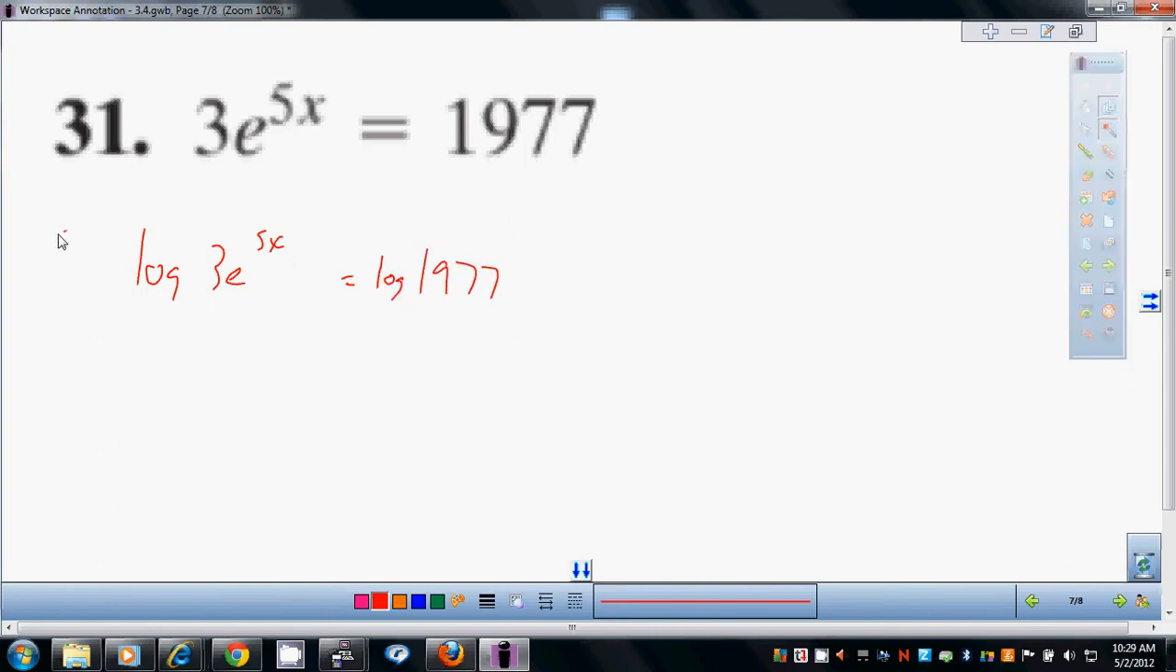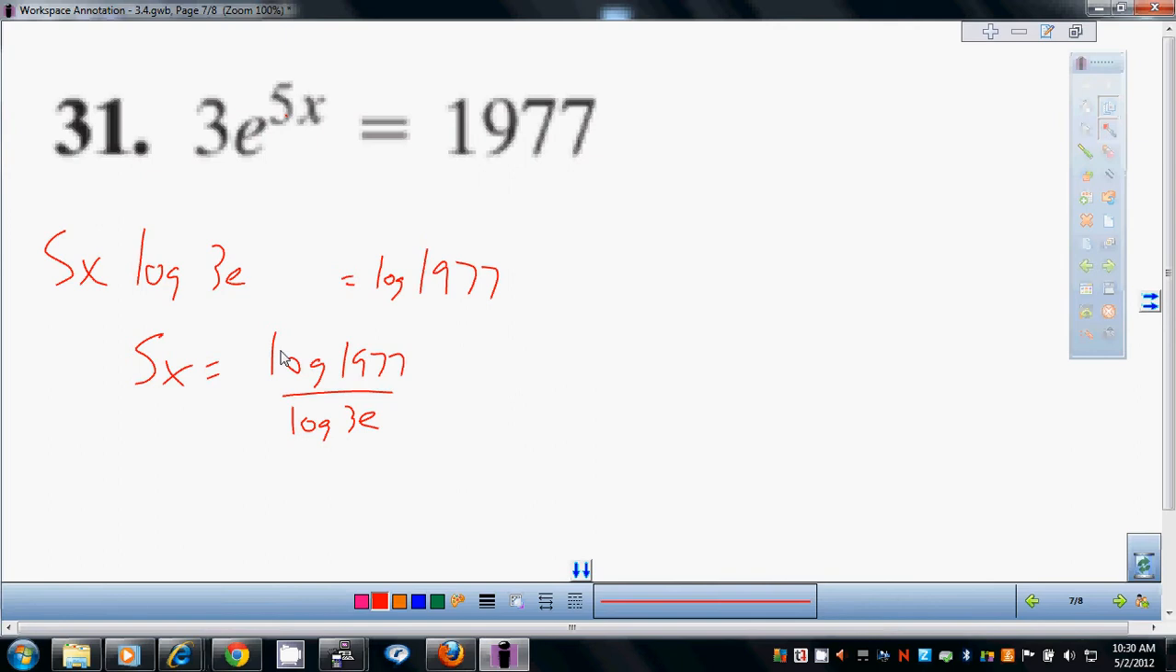All right, bring down the 5x because it's an exponent. And then you're right back to what we were a second ago. 5x equals log of 1977 over log of 3e. You're going to punch all that in your calculator, then just divide it by 5. And you'll have x solved for. If somebody wants to finish that up and tell me the answer, they can, but I'm just really interested in if you guys see what to do from here. You'll punch that in the calculator, then divide it by 5, and you're done. Questions about this one?